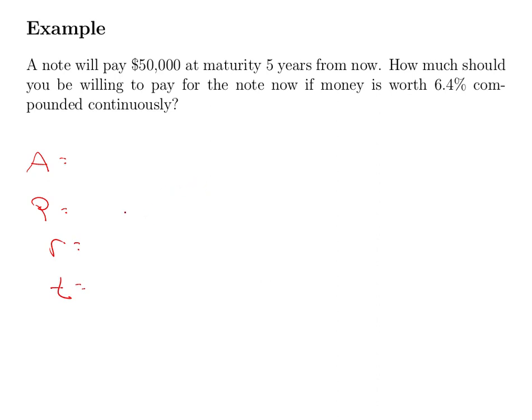All right, if you've finished this, let's just check it. Notice that this $50,000 is at maturity, meaning at the end. So that's actually A. So we actually don't know P. T is going to be 5 because we're looking at 5 years from now. 6.4%, I'll convert that to a decimal, 0.064. If you mixed up A and P, pause the video again, give it another shot, and you should be able to figure it out.